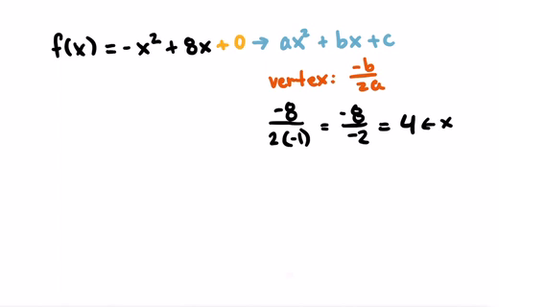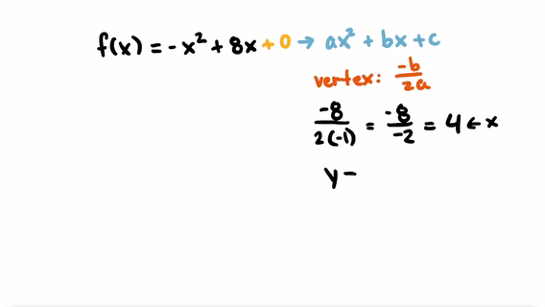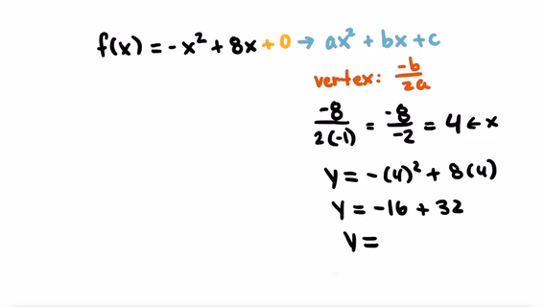This only gives us our x value, so to get our y value, substitute x as 4. Our y value comes out to be 16. Therefore, our maximum is (4, 16), which also is our vertex.